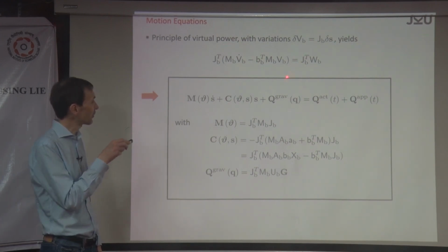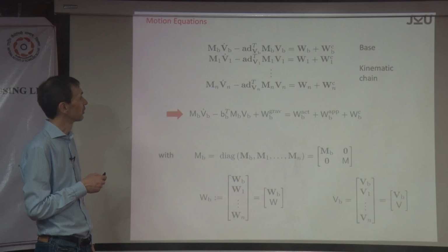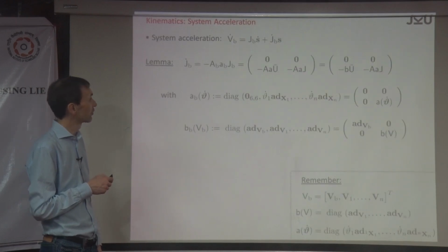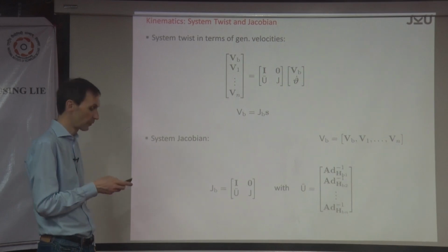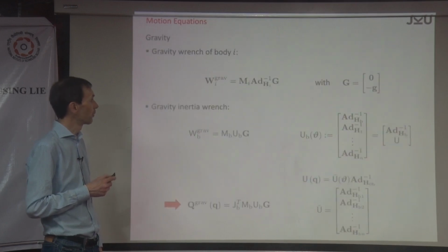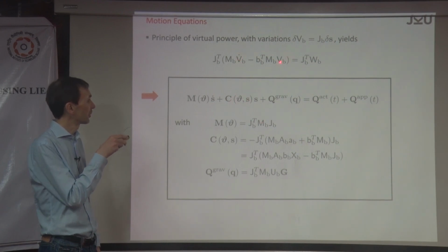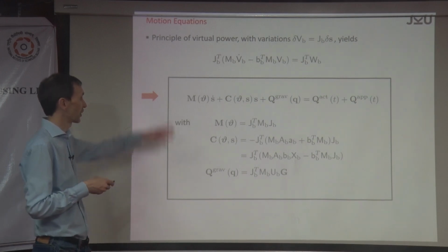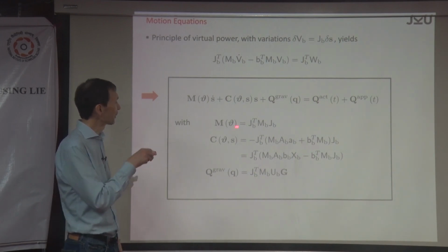And if you do this, and if you introduce, of course, this term, we know V_B is J_B times S, okay? It's always the same. Twist is Jacobian times speed. So you introduce this here, in the sense that you have to substitute this V_B dot and the V_B here. Then you get exactly this equation. So the derivation is exactly as we did it yesterday. And then you get the mass matrix again.